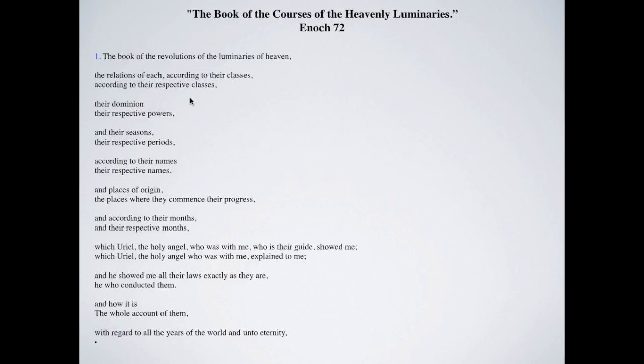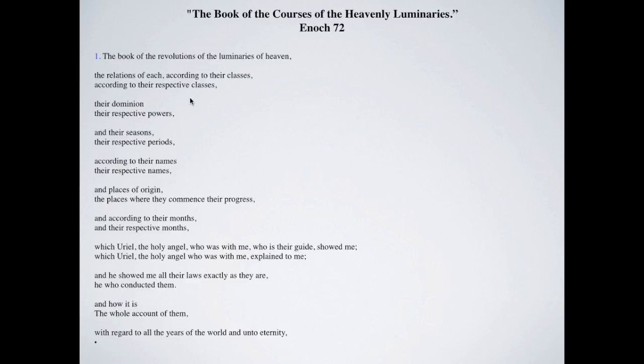Okay, so if you get to chapter 72 of the book of Enoch, it's titled the Book of the Courses of the Heavenly Luminaries. In that book, Enoch described the pattern of movement of the sun, the moon, and the stars, and how they complete the year, 364 days. Now look at how the chapter starts.